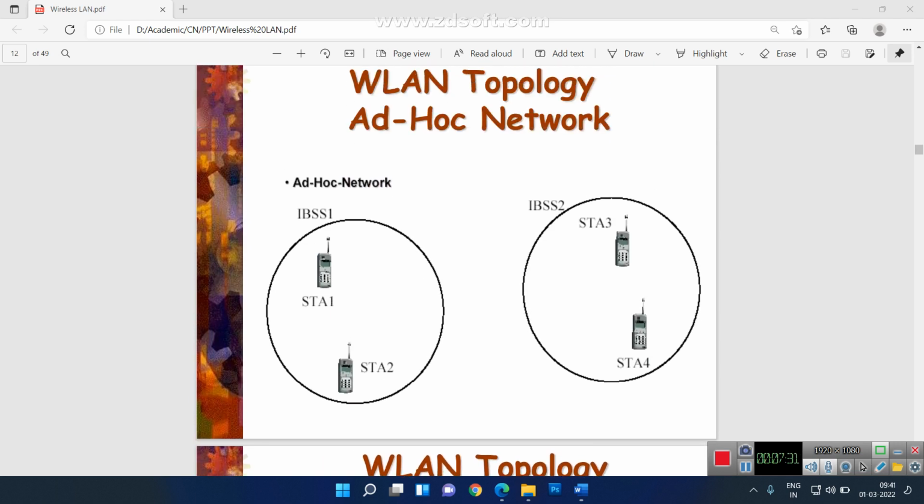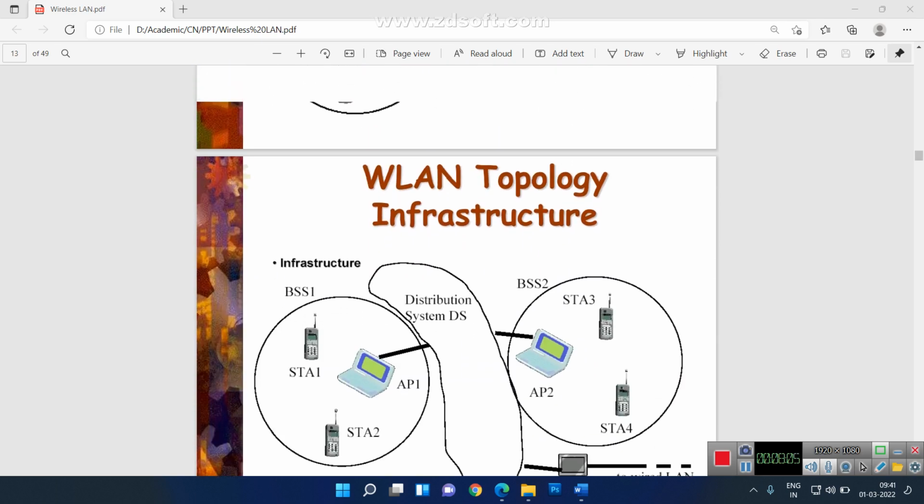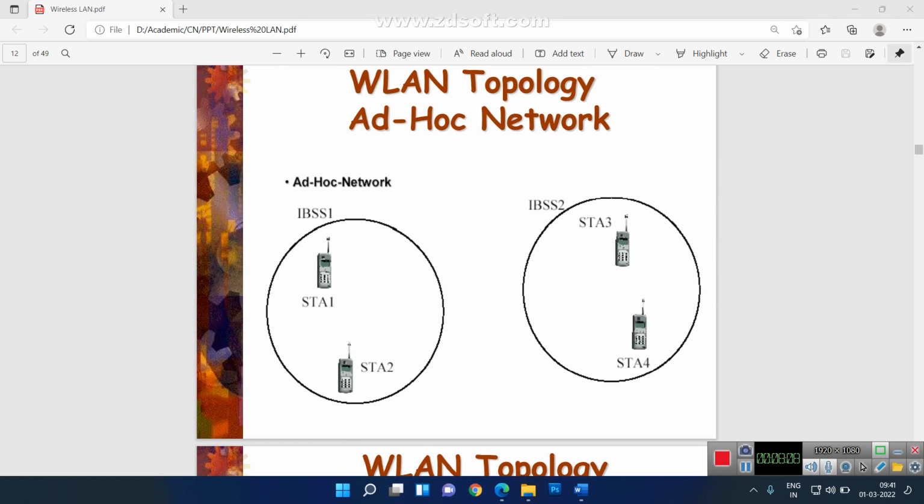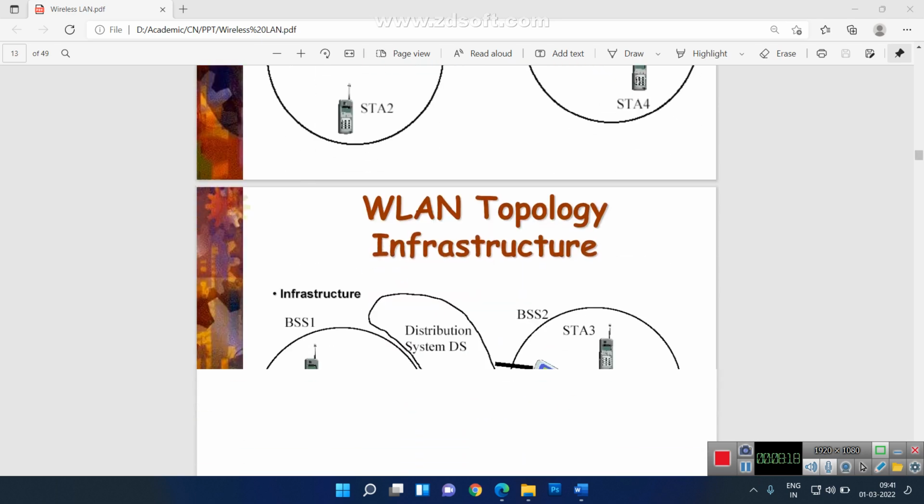So this is the WLAN topology for an ad hoc network. See here, several mobiles are available within a certain coverage area range. Once a mobile moves out of that coverage range, it immediately disconnects from the corresponding network. This is what we call an ad hoc network. Like that, there are several types of networks they have created. Within the coverage area range, the mobiles can receive the internet connection. This type of thing we call an ad hoc network.